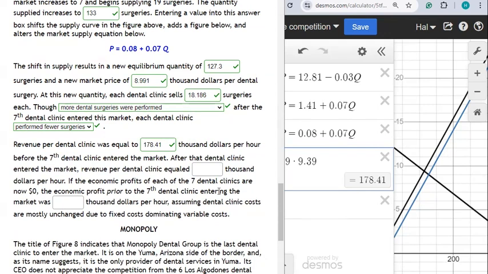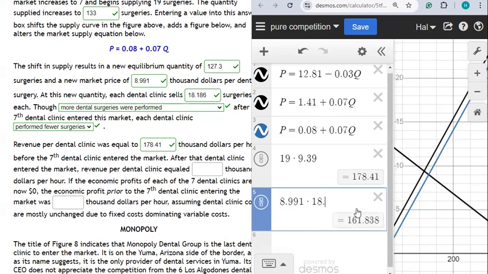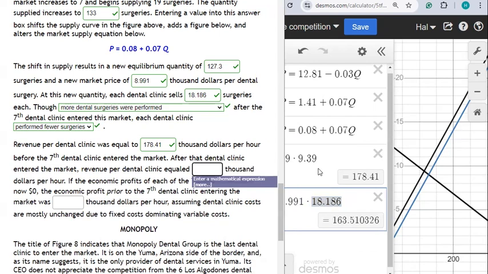After that dental clinic entered the market, what happened to revenue? Well, now revenue is what? We have the new price, which is 8.991 times each dental clinic is selling what? 18.186 surgeries. So this is the new price in thousands of dollars, and this is the average number of surgeries performed in an hour, for a total of 163.50. So now revenue per clinic is down.